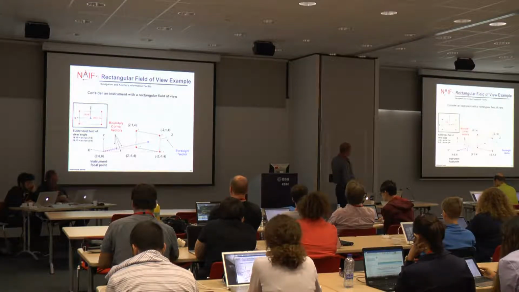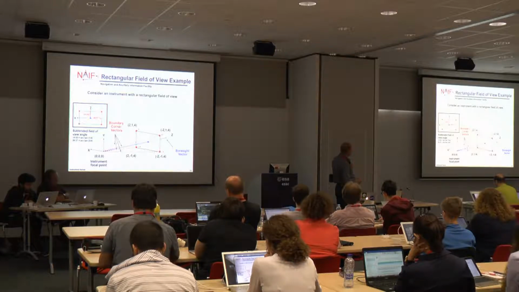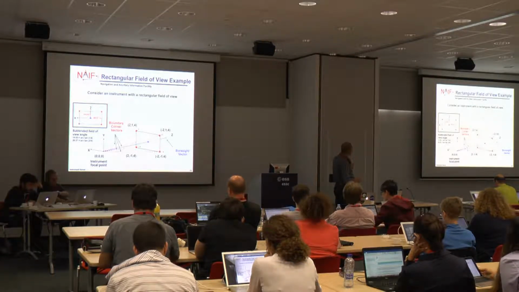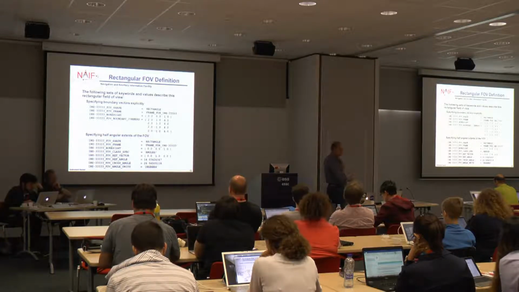If you look at the projection of this field of view onto the sky, you will see that it has a half-angular extent in the vertical direction of approximately 14 degrees and in the horizontal direction approximately 26 degrees. This extent is in the zx plane and this extent is in the zy plane. So to specify this field of view, you can use one of two styles.